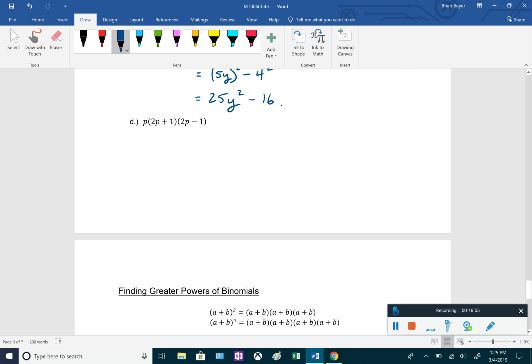And last one for this one, we have a p in front, so it's going to be one extra step. So p and then parentheses, 2p plus 1 times 2p minus 1. That's going to be 2p squared minus 1 squared. 2p squared is 4p squared without the parentheses, minus 1. Distribute that p, we get 4p cubed minus p.